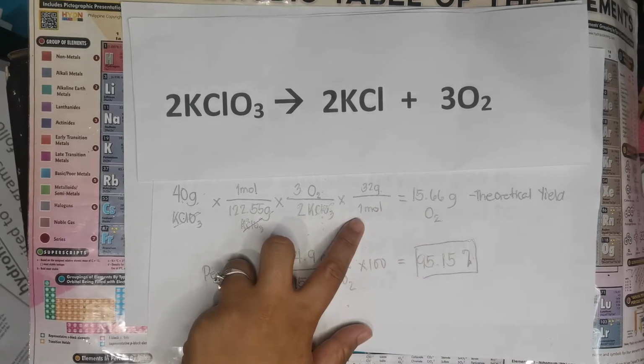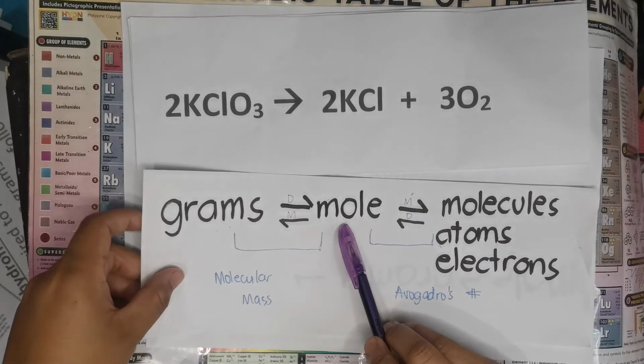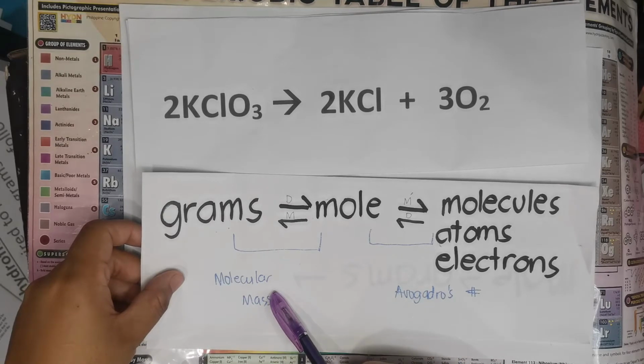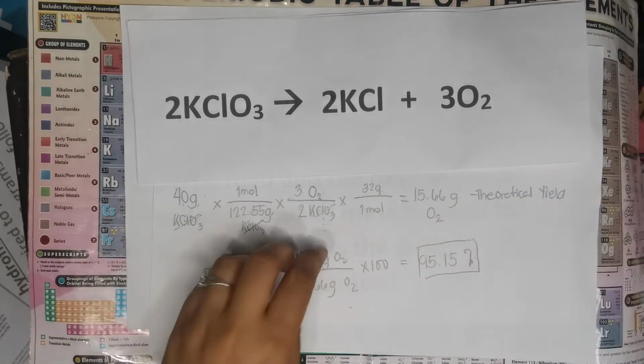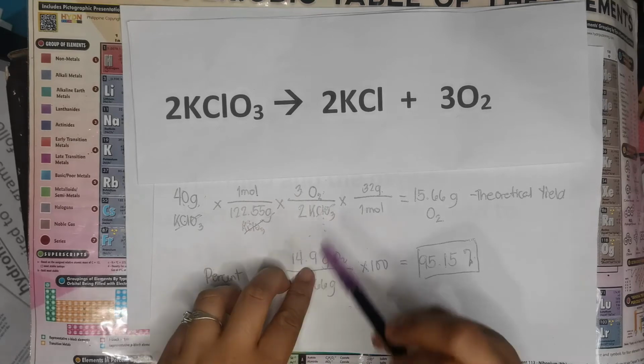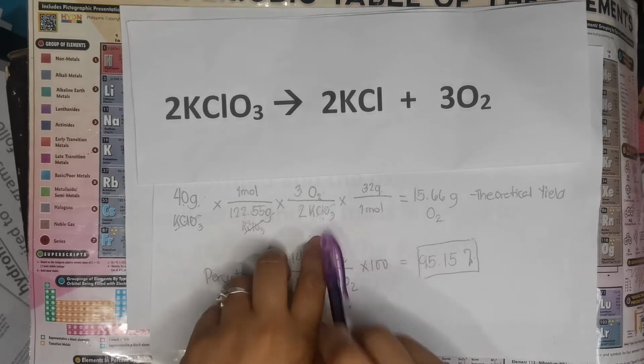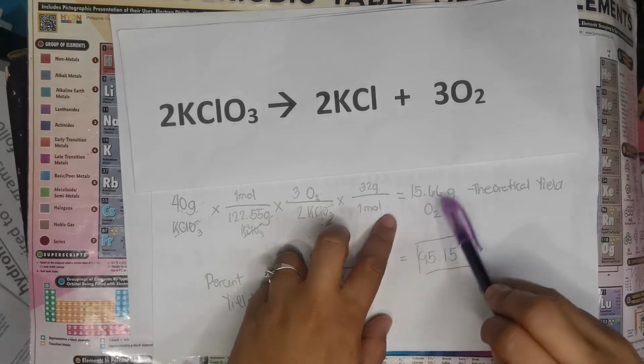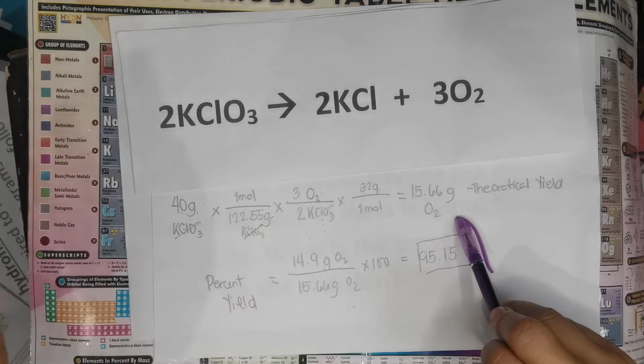So, pag convert ulit natin from mole to grams, i-multiply natin to its molecular mass. So, anong molecular mass? Syempre, si oxygen gas na. Dahil dito kasi cancel out na si potassium chlorate. So, oxygen gas na tayo. Pagkakuha natin, ito yung makukuha nating sagot.